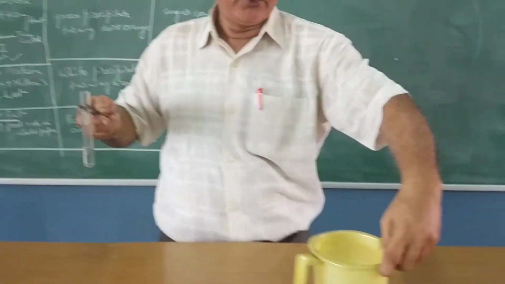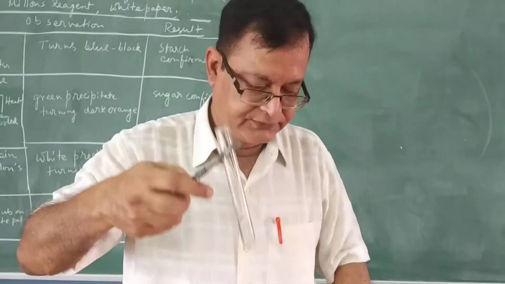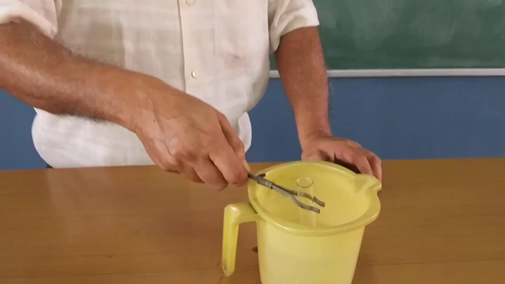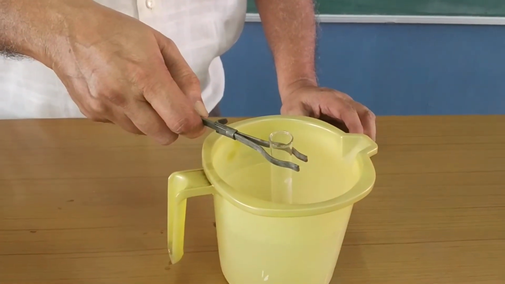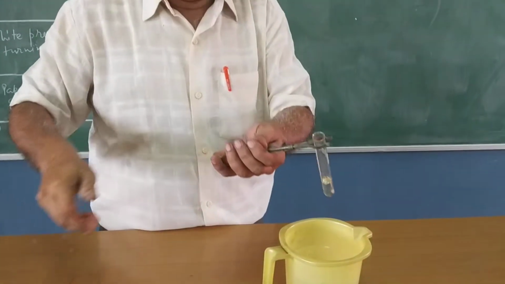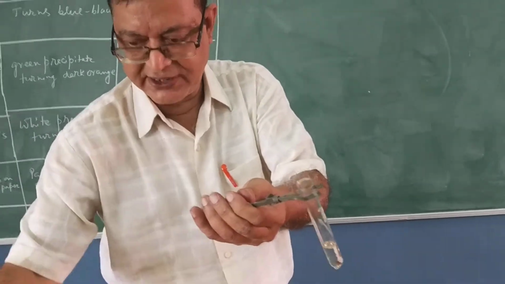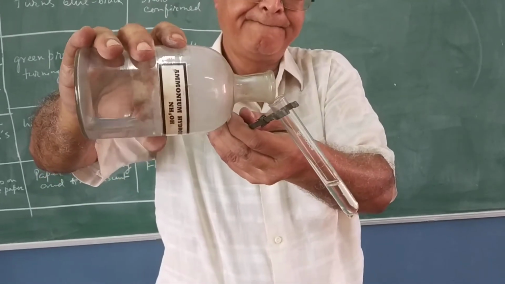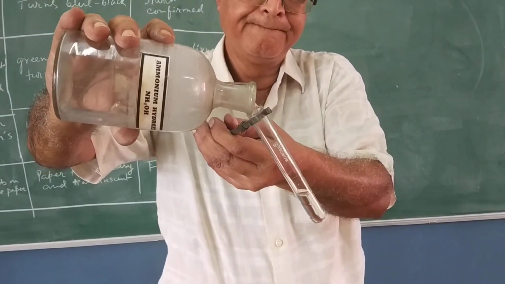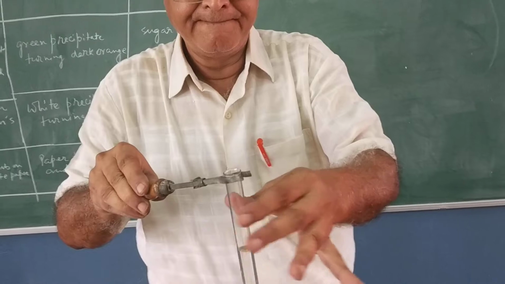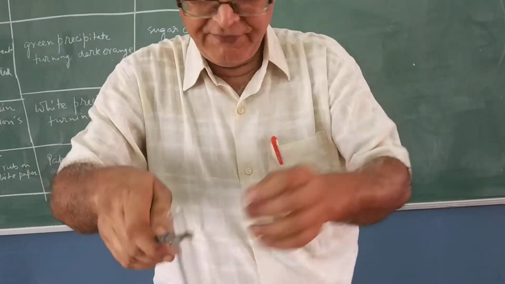We have taken a mug of cold water. We'll cool it there. After cooling, we will neutralize this one with ammonium hydroxide solution. Ammonium hydroxide will neutralize it. After doing this, we will add one by one, Fehling 1 and Fehling 2.